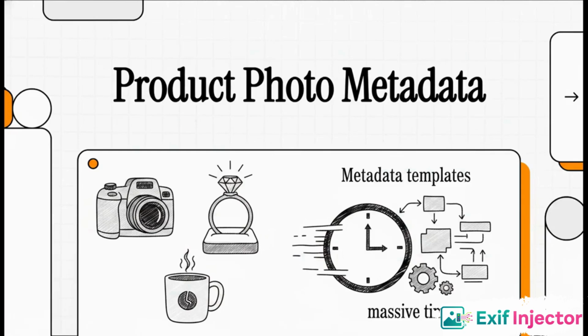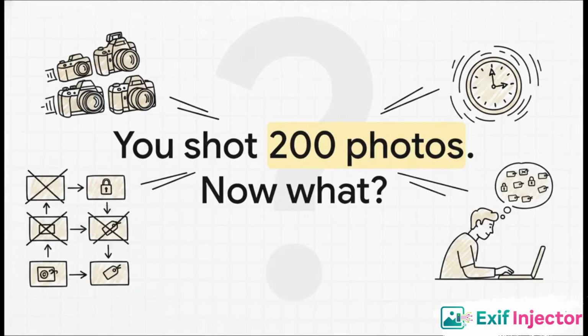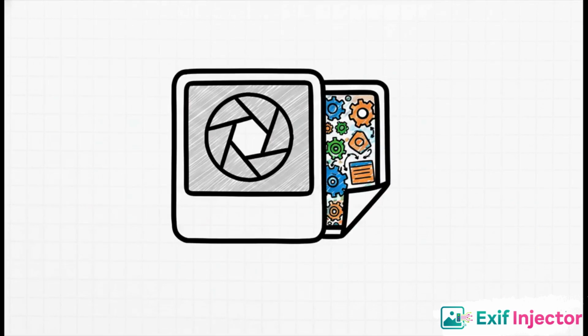Welcome to The Explainer. Today, we're unlocking a massive hidden time saver for product photographers: metadata templates. So you just nailed a 200 photo shoot, but manually entering keywords? Man, that's a soul-crushing time sink. But here's the secret. Every image hides an invisible data layer, like a vault for your brand info.